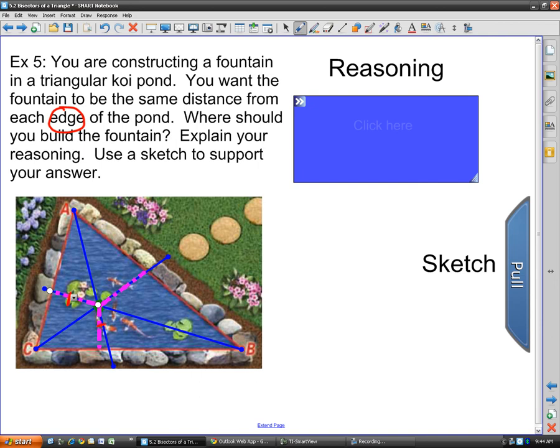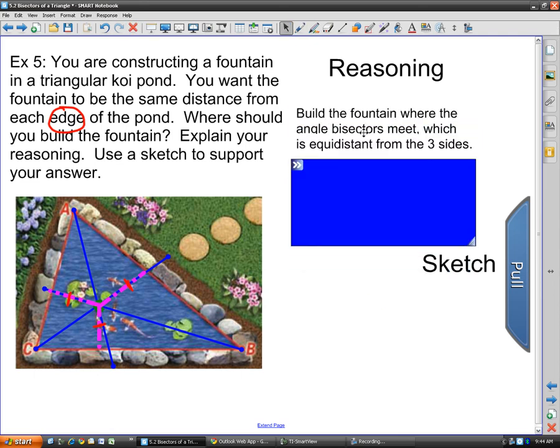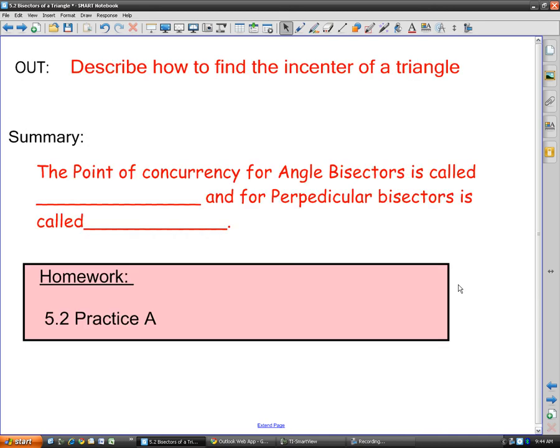And so let's check on the reasoning. It says, build the fountain where the angle bisectors meet, which is equidistant from the three sides. That's what we're trying to do. Okay, so then it says, describe how you find the incenter of the triangle. Well, that's what we were just talking about. And so the incenter of the triangle, again, is found using the angle bisectors.